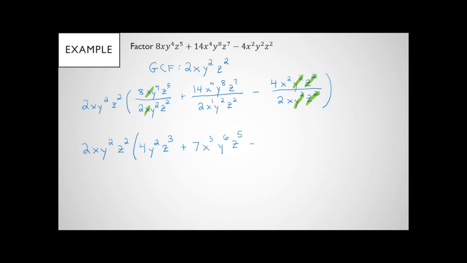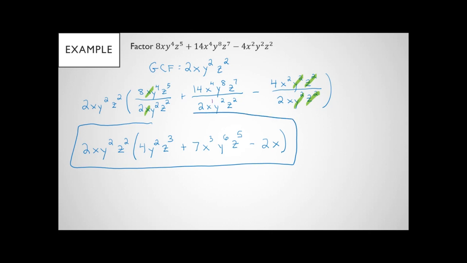Then 4 divided by 2 is 2. And then we have an x squared over x. It leaves us an x remaining when we cancel one out. And then the y squareds and the z squareds canceled. So once you've gone through all of that, you have now factored out the greatest common factor. Are there any questions here?